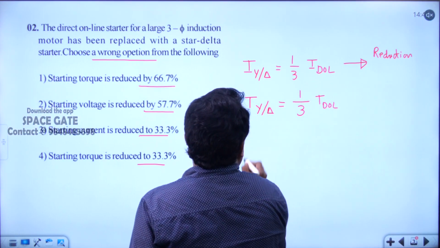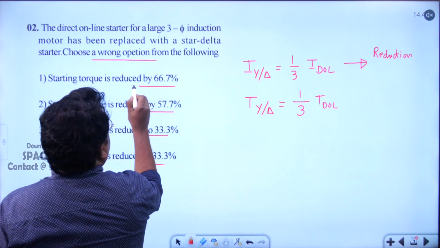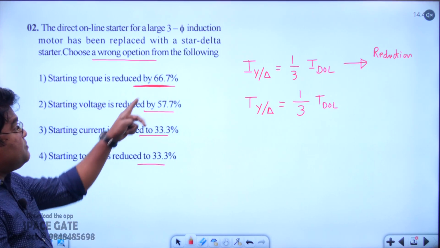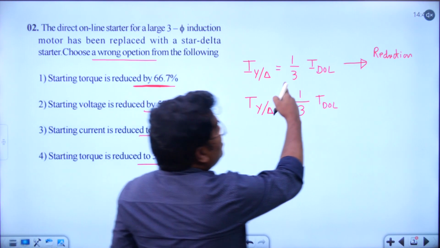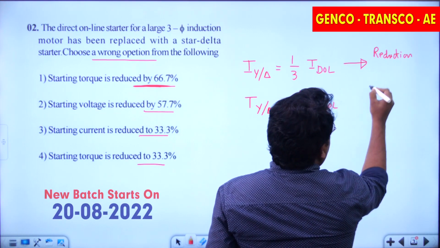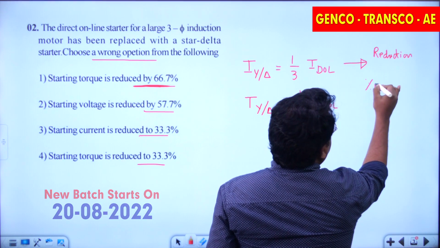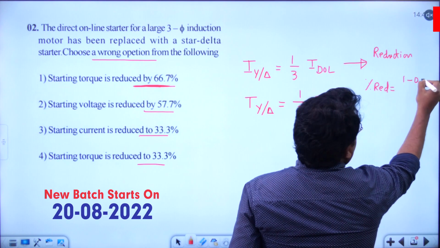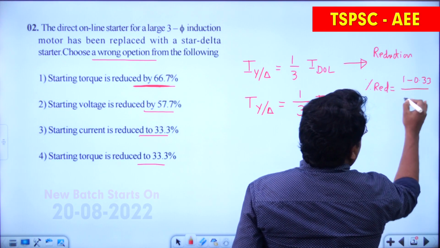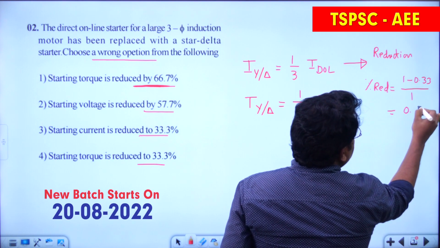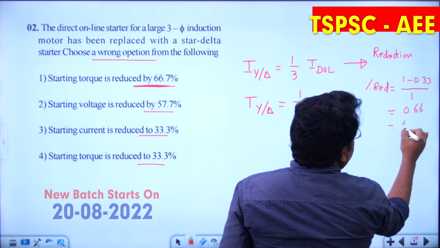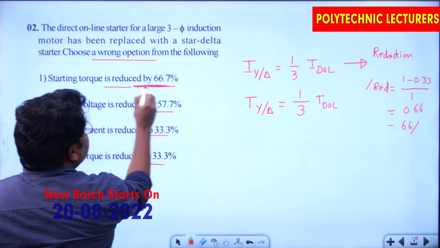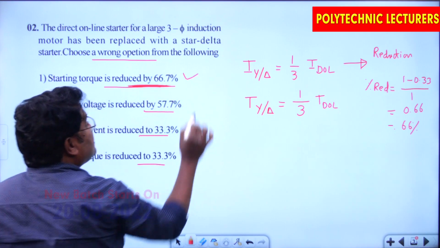Similarly, we have two statements. One is that the starting torque is reduced by 66.6%. Now it is equal to 1 by 3. If you find the percentage reduction, it is 1 minus 0.33 divided by 1, which is equal to 0.66, so this is 66%. So the starting torque is reduced by 66.7%. This is the correct statement.